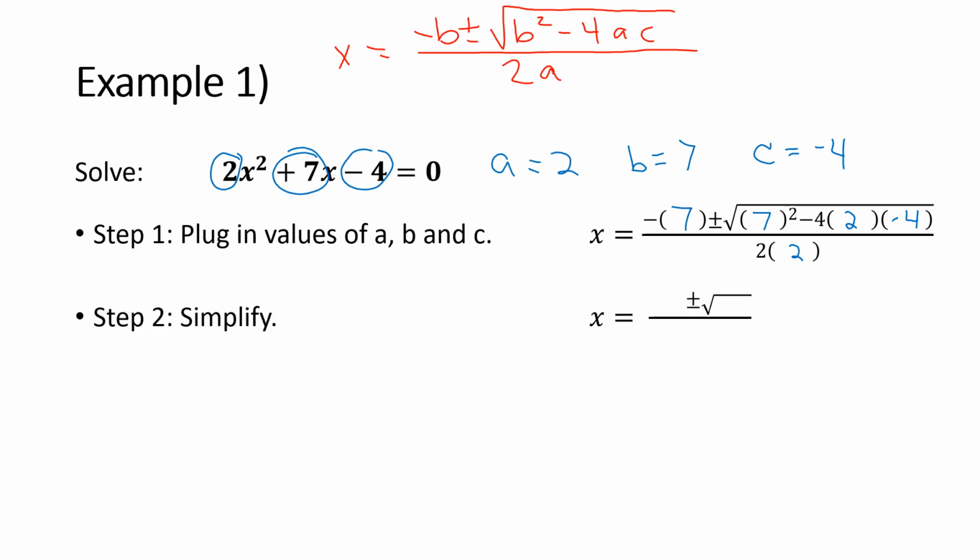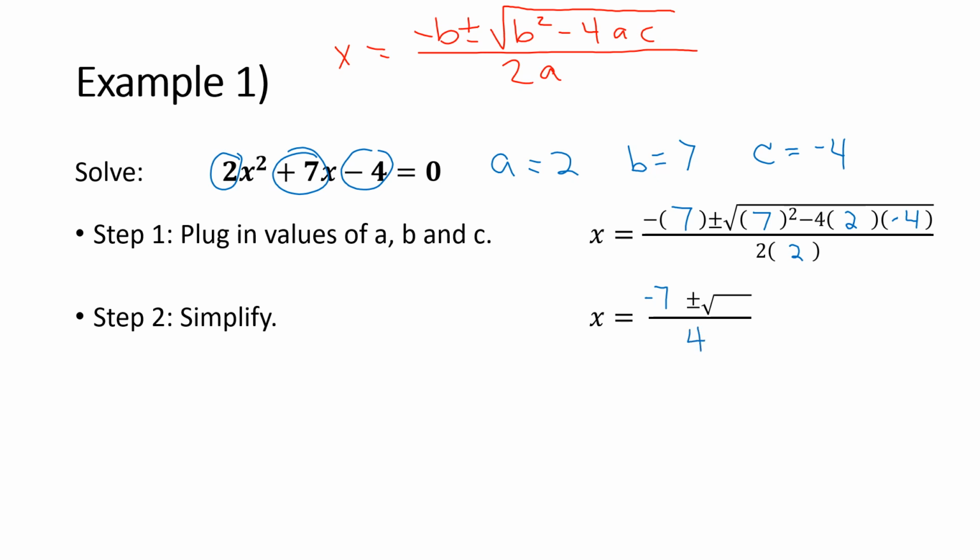Step 2, what we want to do is simplify. We want to bring things down and calculate small chunks of the problem at a time. So up top, we have negative 7. So I'm going to bring that down as just negative 7. In the denominator, on the very bottom, we have 2 times 2, which is 4. I'm just going to bring that down.